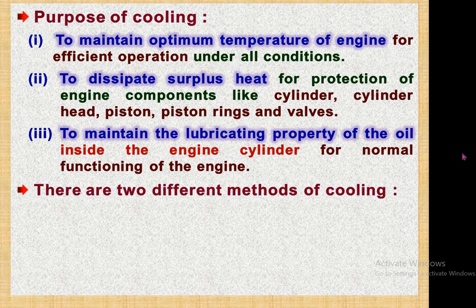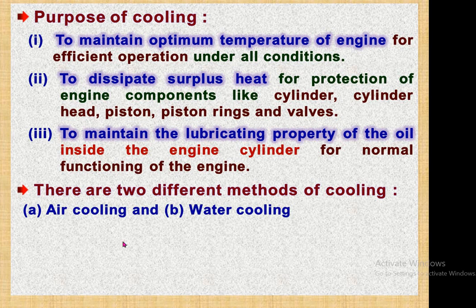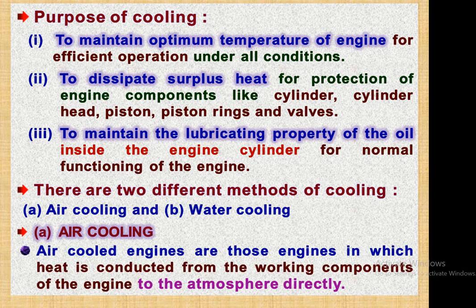Now there are two different methods of cooling of the IC engine. First is air cooling and second is water cooling. Now we will see air cooling first. In air cooling, the air cooled engines are those engines in which heat is conducted from the working components of the engine to the atmosphere directly.